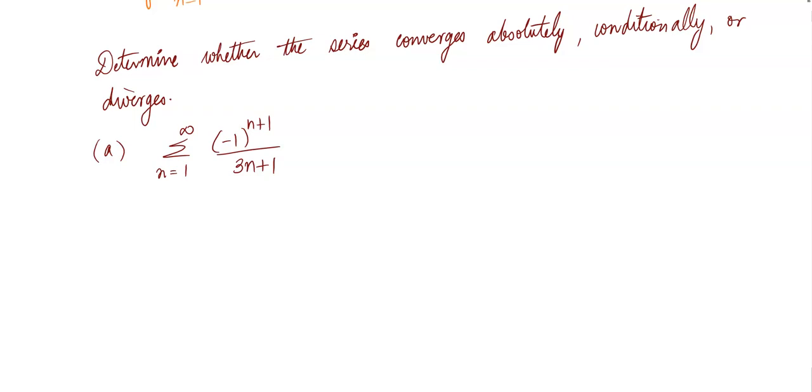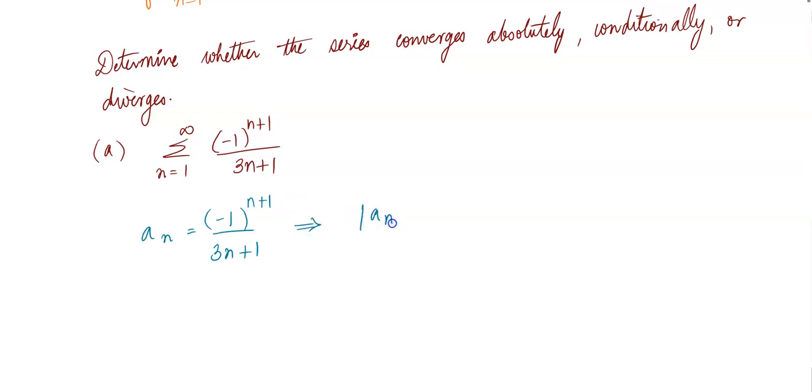So we can consider them in kind of two parts. Let's take a_n. We usually see it as b_n, but here the definition was in terms of a_n, so we're just using a_n. Previously we called b_n the term without the negative 1 power n plus 1. But because we're using the notation a_n, a_n would be the entire thing without the summation. So I have to bring in the whole thing. a_n is negative 1 power n plus 1 over 3n plus 1.